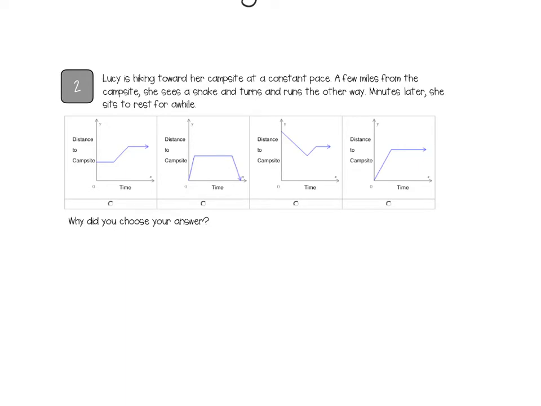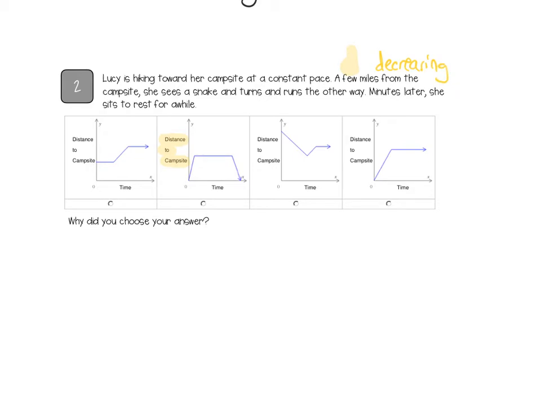So it says Lucy is hiking toward her campsite at a constant pace. A few miles from the campsite, she sees a snake and turns and runs the other way. So if you think about this, she's walking towards the campsite, and the y value on all of these graphs is the distance to the campsite. Okay? So if she's walking towards it, then she is getting closer to her campsite. So we're going to be going decreasing, right? Decreasing because she's walking towards her campsite.